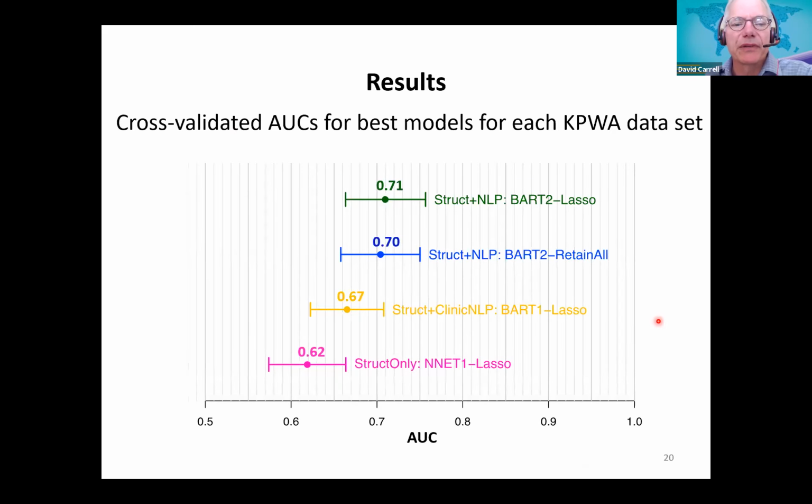This slide presents our results. On the bottom here in the pink is the AUC for a structured data only model, AUC of 0.62. On the top here, there were two BART models that essentially perform the same. The one in blue, the second one also translated better to Kaiser Northwest. So that's the one we ultimately used for comparison. And then another that I won't go into here, a different set of covariates.